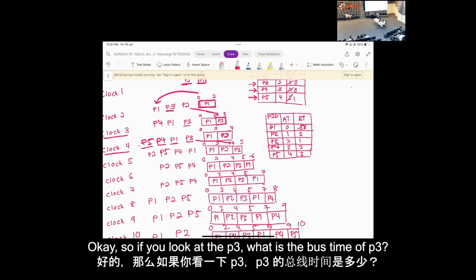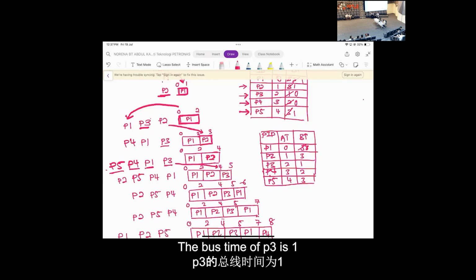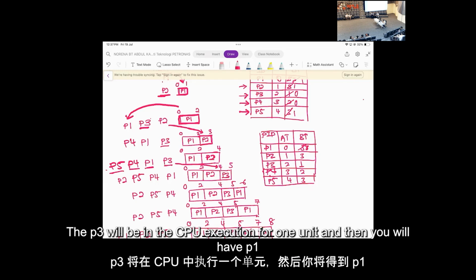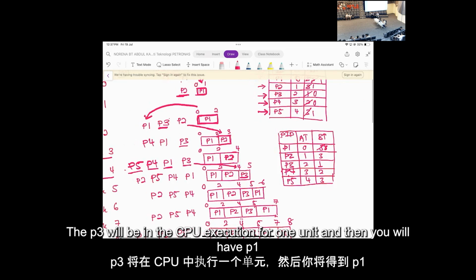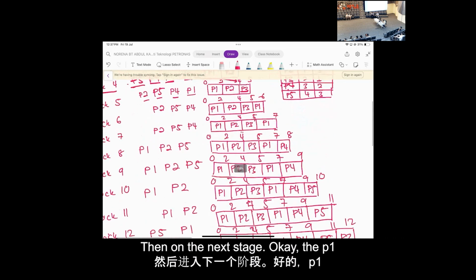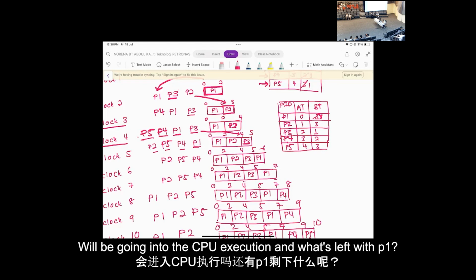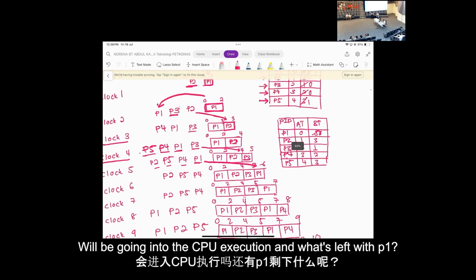If you look at P3, what is the burst time of P3? The burst time of P3 is 1. So P3 will be in the CPU execution for 1 unit, and then you will have P1, P4, P5, and P2. All right, and then on the next stage, P1 will be going into the CPU execution, and what's left with P1?